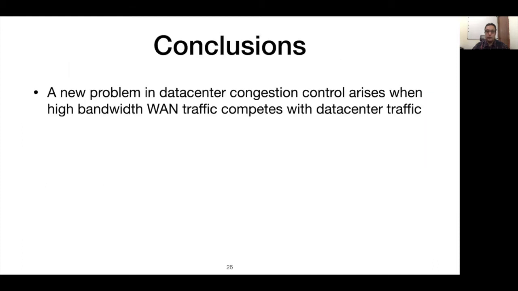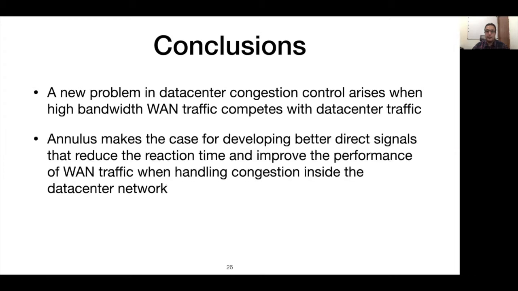In conclusion, in this work, we identified a new problem in data center congestion control which arises when high bandwidth WAN traffic competes with data center traffic. We also introduced a new congestion control scheme to handle it. Annulus makes the case for developing better direct signals that reduce the reaction time and improve the performance of WAN traffic when handling congestion inside the data center network.